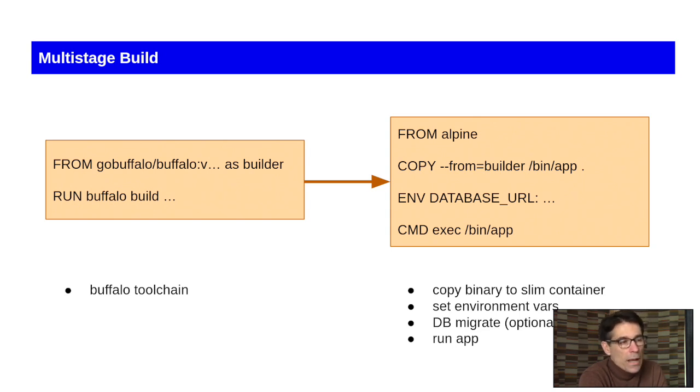That produces our binary, which is passed on to the second stage, and in that second stage we can specify a container that is better to run our web application in. By default it's using Alpine, which is a pretty slim Docker container. So we copy the binary into that new container, set some environment variables like our database URL, and then run a command or two in order to run the app.